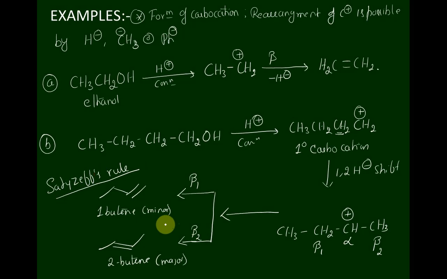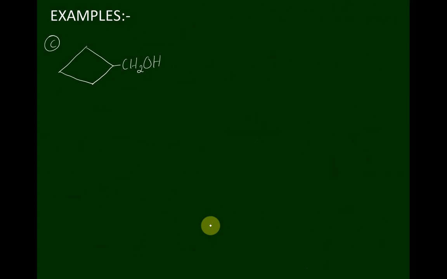The removal of a hydrogen atom takes place from that beta carbon atom which contains fewer hydrogen atoms compared to the other beta carbon atom. So this should be considered as beta 1 and this as beta 2. Okay children, understood? Note it down. Now I have given one primary alcohol.